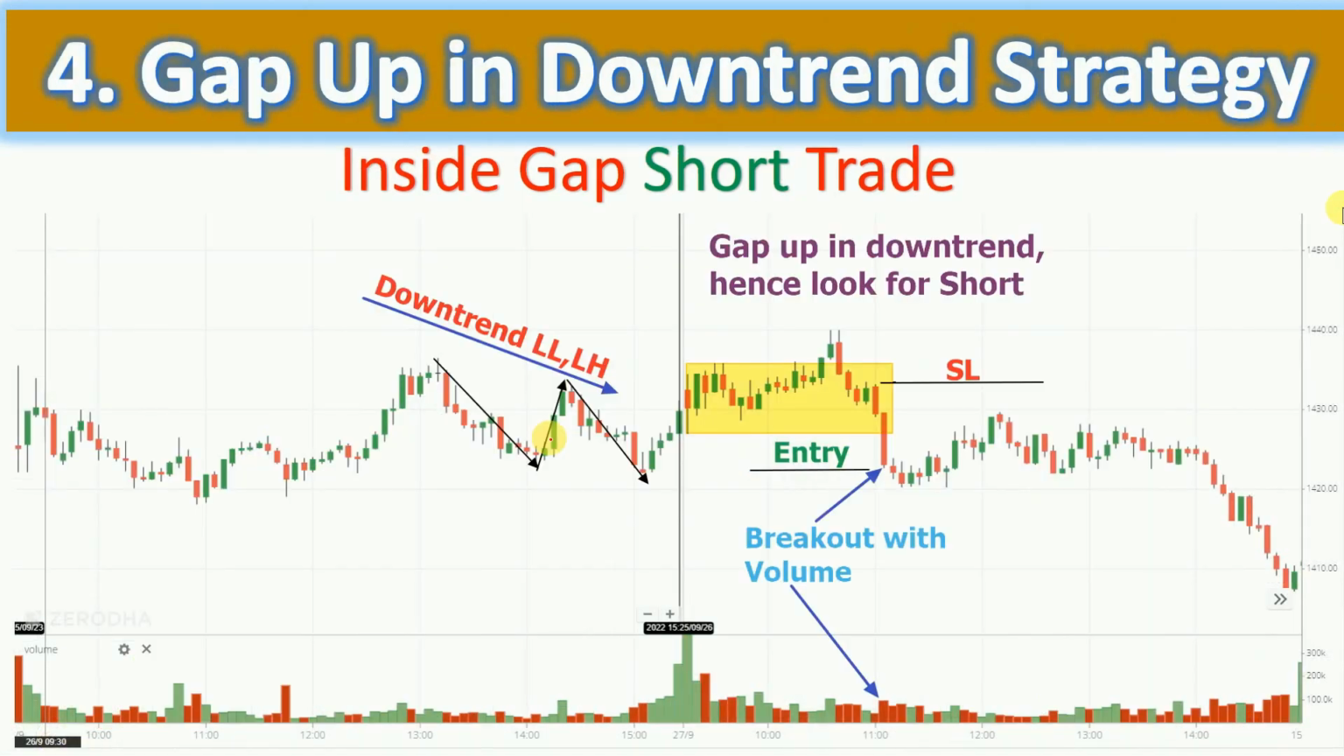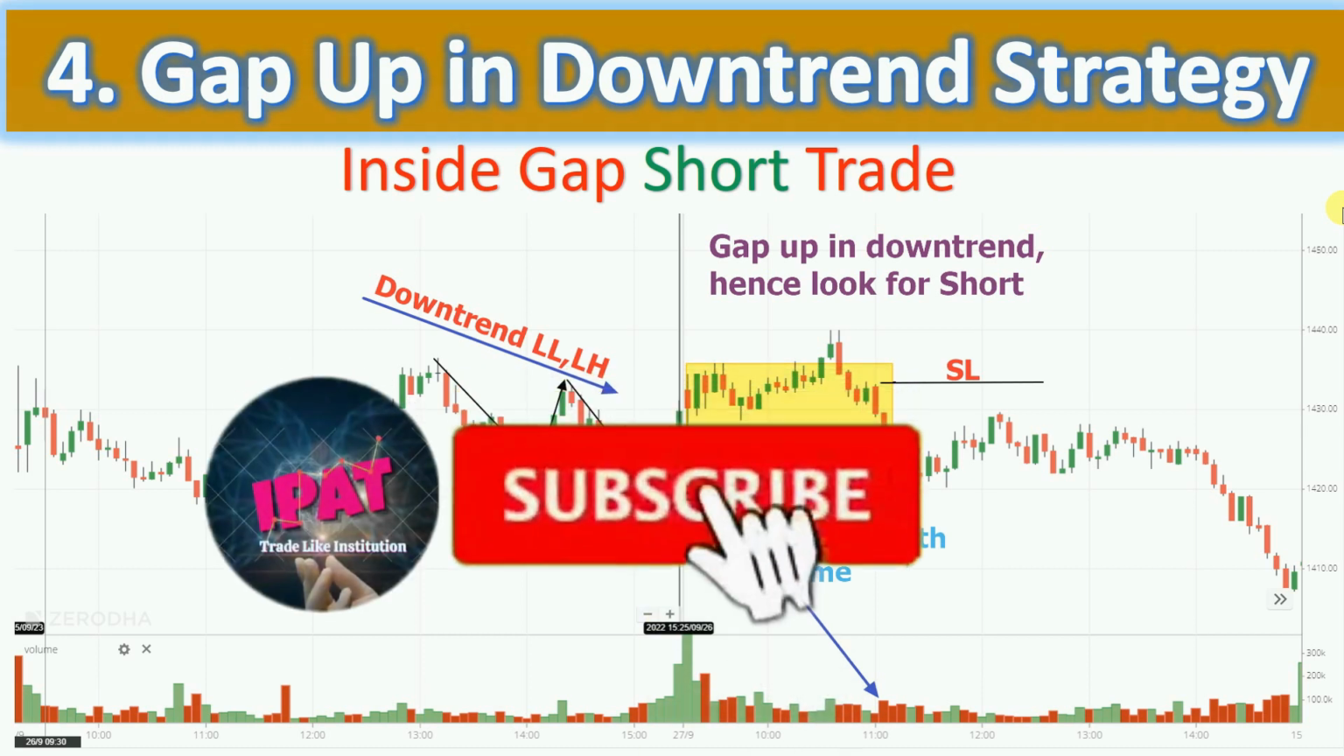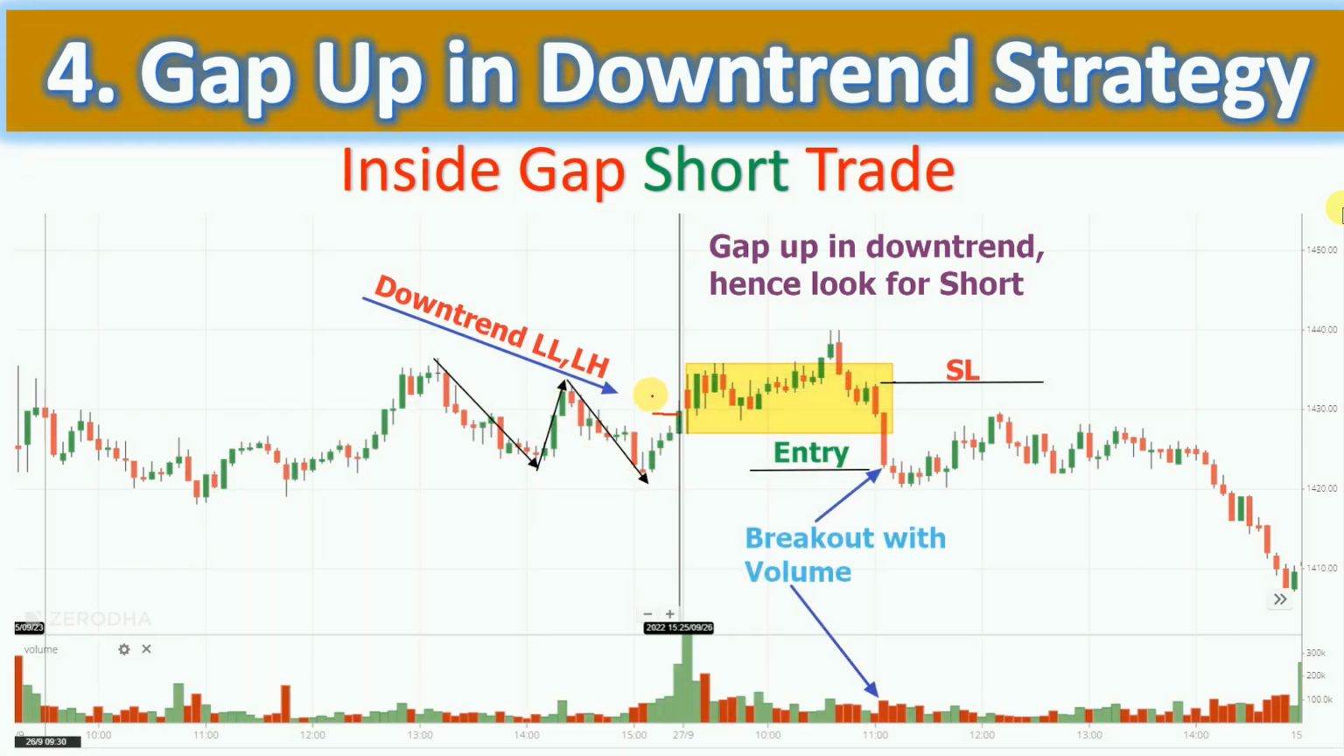Similarly, the fourth strategy is called the gap up in downtrend trading strategy. As you can see, previous trading day session was a downtrend because it was making lower lows and lower highs, and now prices gap up. See, this is the gap. Prices gap up within the range of previous day. So this is the range of previous day, and prices gap up internally. So this is called an inside gap, and then it makes an initial swing.